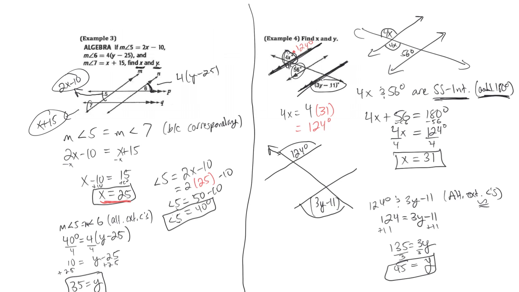Now we've solved for x and we've solved for y. This is how we do it algebraically if we're given variables in our angle places.